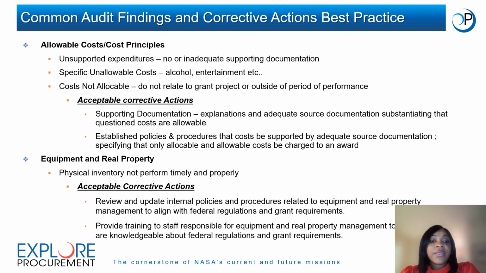This normally occurs when the expenditures do not have adequate supporting documentation, or when the auditors identify specific unallowable costs, such as alcohol or entertainment, or when the cost cannot be traced to a project or is outside of the period of performance. An acceptable corrective action for this type of finding would be for the recipient to maintain supporting documentation with an explanation and adequate source substantiating that the questioned costs were allowable.